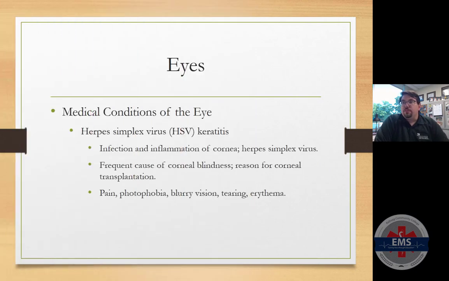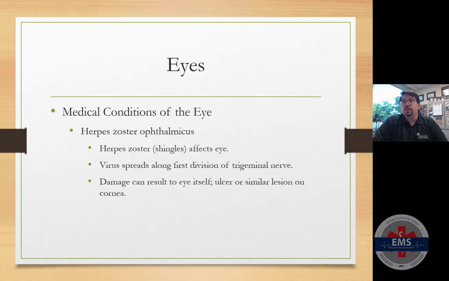Herpes simplex virus, or HSV, is an infection and inflammation of the cornea. Again, it's caused by the herpes simplex virus. This situation can actually lead to serious blindness, and believe it or not, can actually lead a patient to be in need of a corneal transplant. Most of the time it's going to present with pain, photophobia, so light sensitivity, blurred vision, tearing, and then redness of the eyes.